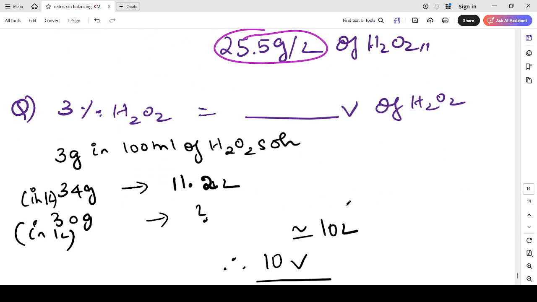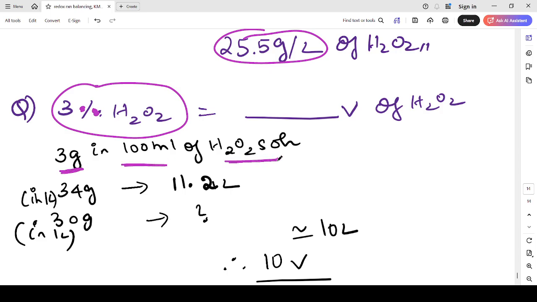We are talking about the final way of expressing this hydrogen peroxide. 3% hydrogen peroxide: what will be the volume strength of hydrogen peroxide here? I repeat, you are provided 3% hydrogen peroxide solution. The questioner is asking you to find out the volume strength. 3% is nothing but 3 grams in 100 ml of hydrogen peroxide solution.